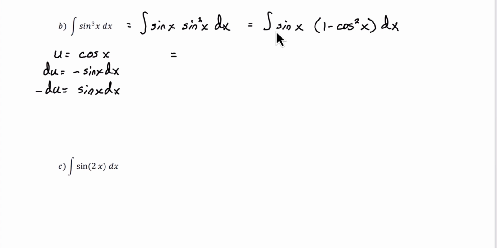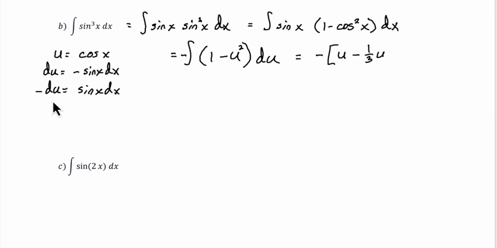Now rewriting that integral, we have the integral of 1 minus, replace cosine with u, so we have 1 minus u squared. And then the sine x dx is negative du. So we'll put du on the outside, and I'll pull the negative out front since it's just a constant. Now we can integrate. We have negative. The integral of 1 is u. The integral of negative u squared is negative 1/3 u cubed. And plus c.